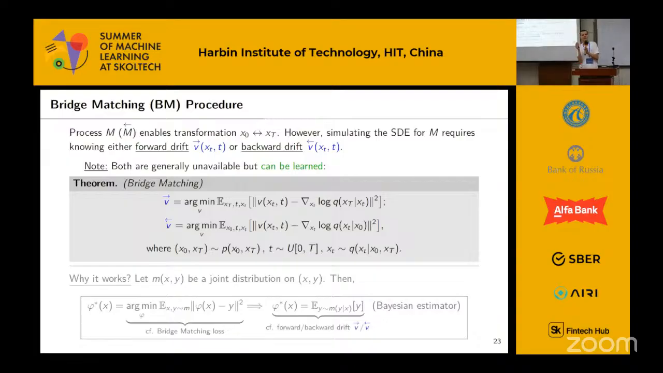You try to regress your drift function onto some average direction, but actually it will be some average score function of many different processes from which the current intermediate point comes from. And this problem is tractable. In practice, it can be solved with neural networks.